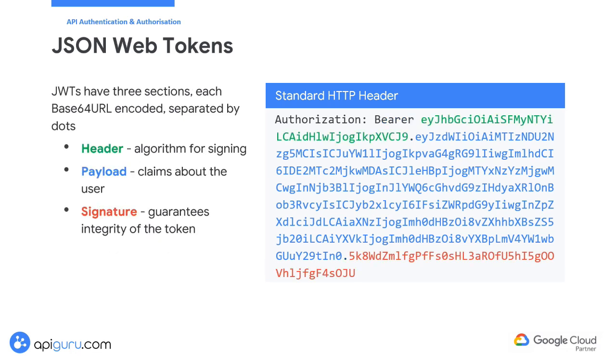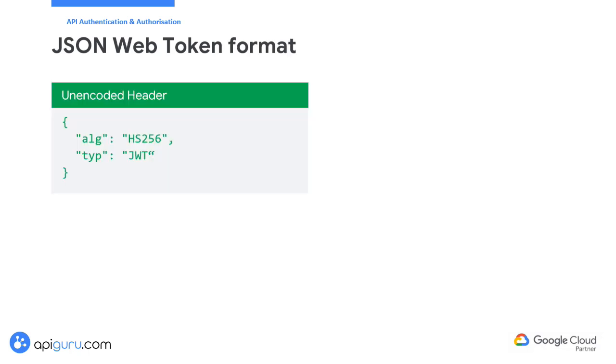JSON Web Tokens have three sections: header, payload, and signature. The first section is the header, a JSON structure with claims about the token. The header primarily specifies the algorithm used to generate the signature. In this case, the algorithm is HMAC SHA-256.